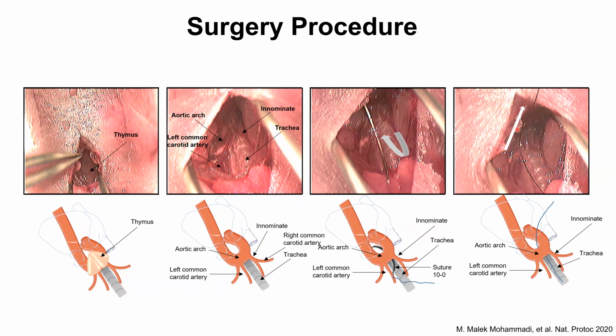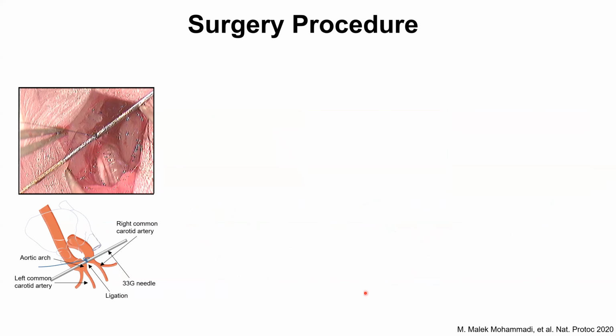aortic arch. Then place the 33G needle parallel and on top of the transverse aorta, and make 3 knots, each in a different direction, but make sure that it's tight enough. And at this step, after ligating, you need to gently remove the needle without rupturing the aorta.